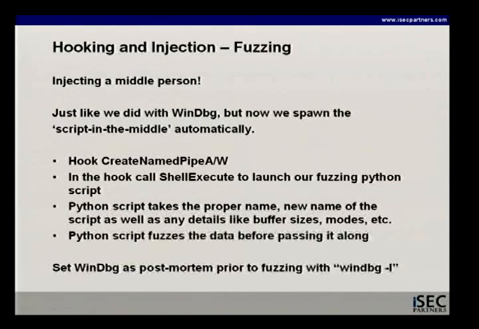So, injecting a middle person. So now that we've injected a spy, we can think about injecting a script in the middle. The script in the middle is going to do something like hook the creation of the IPC mechanism and launch a fuzzer and move data back and forth.